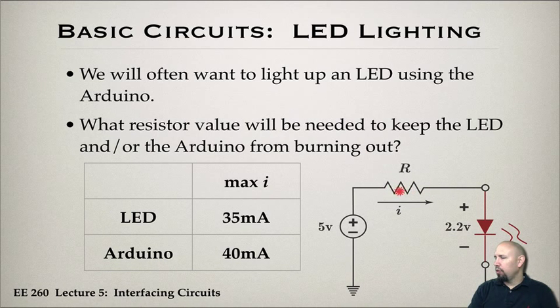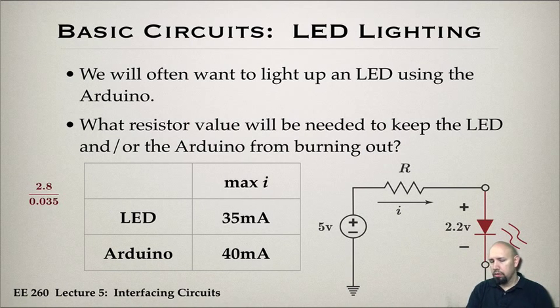So I'm going to have 2.8 volts across here, and according to this, the LED can handle 35 milliamps, the Arduino can handle 40 milliamps, and so I'm going to need a resistance that's going to make sure that the current is less than the smaller of these two. If the current is larger than either of these two, something is going to fry. So I need to have it smaller than both of these two in order to make sure that the circuit doesn't fry. So that's what we're looking at here.